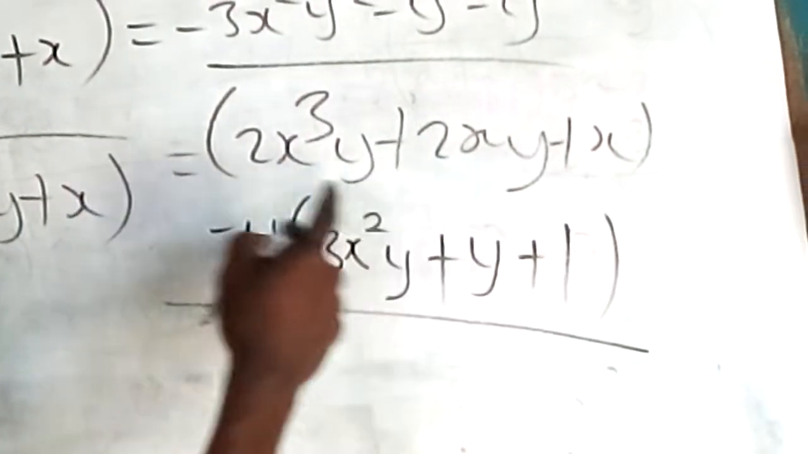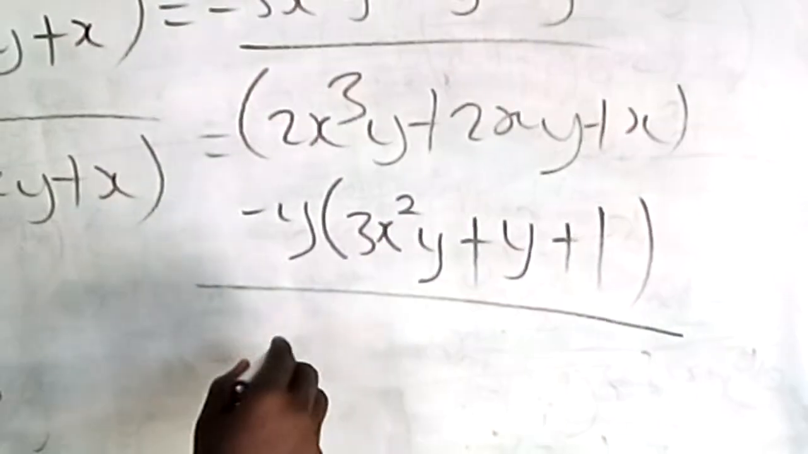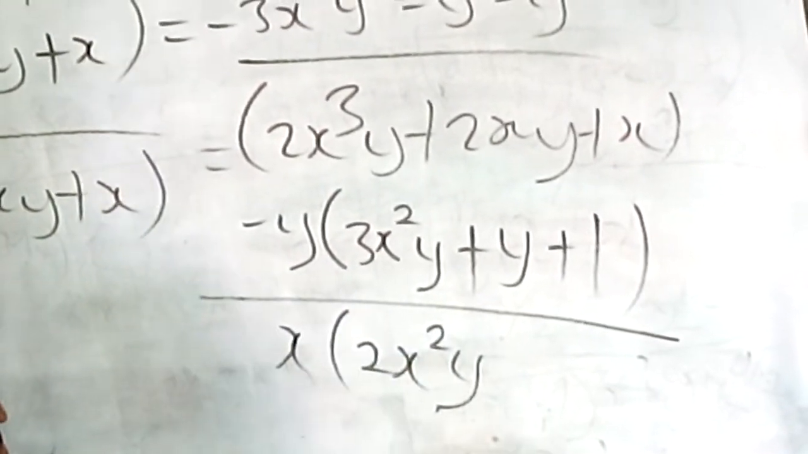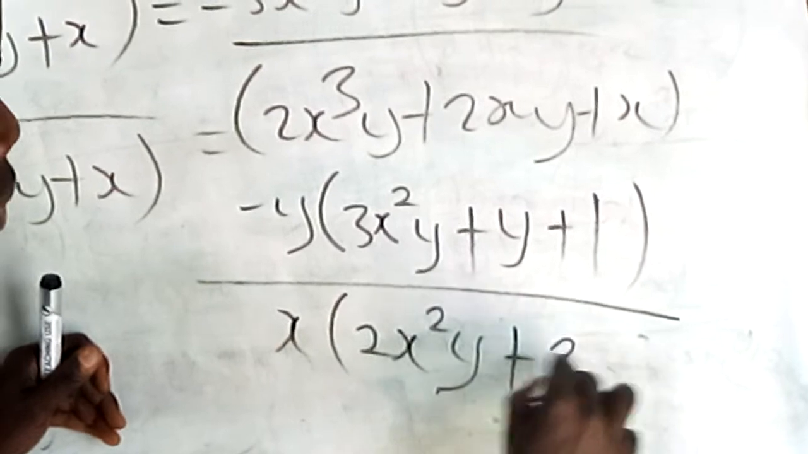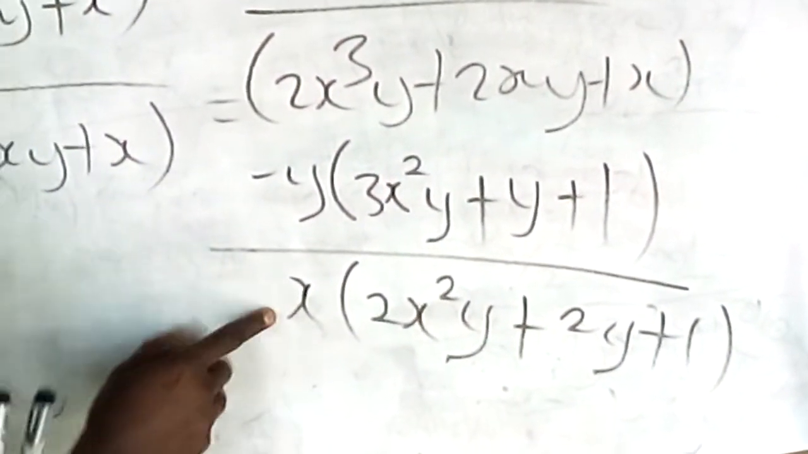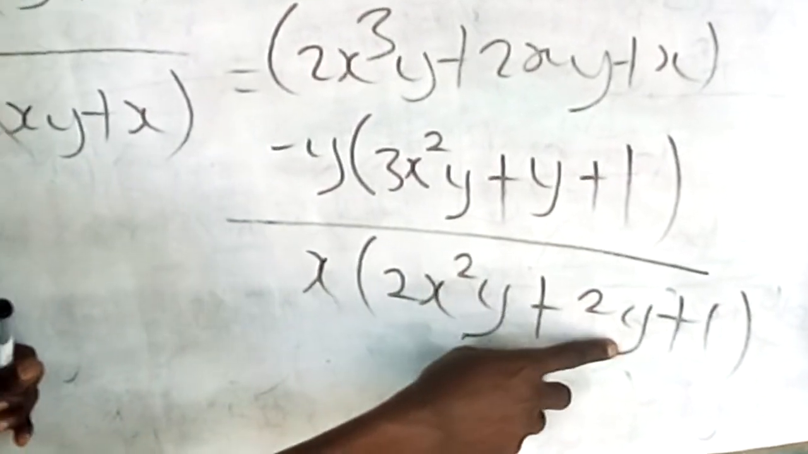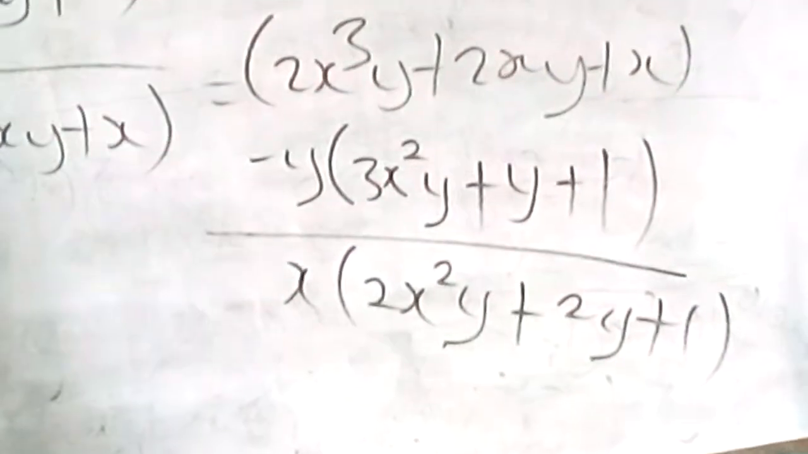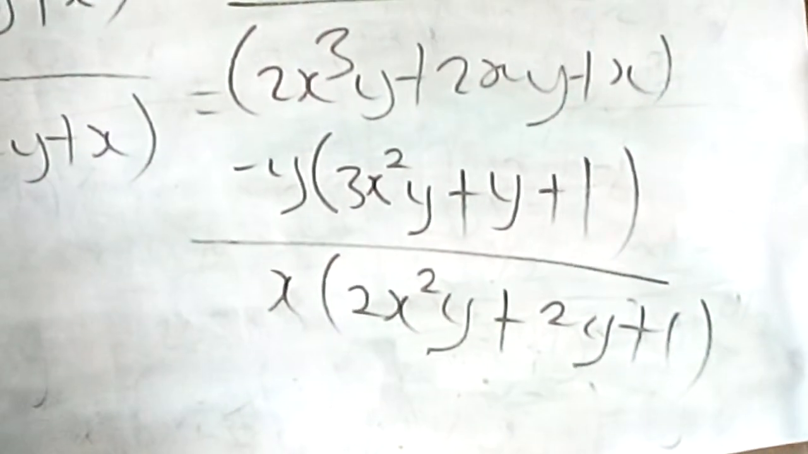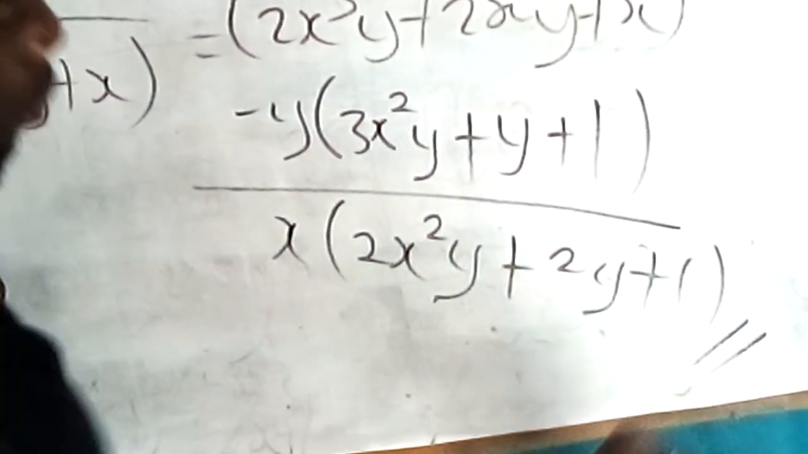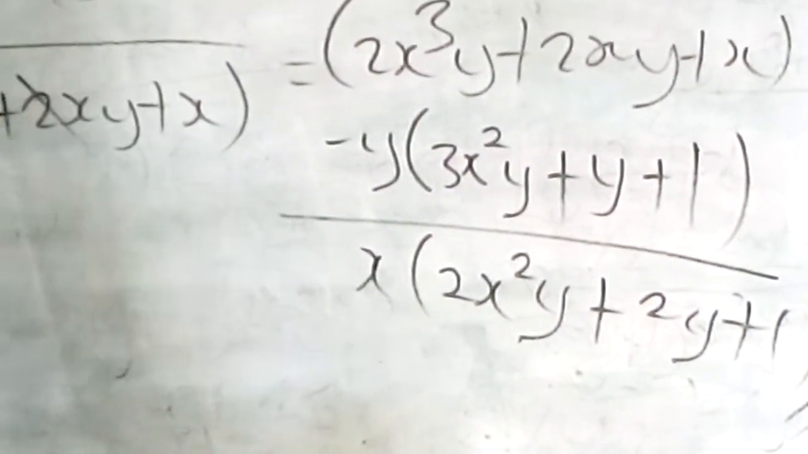At this point, I can take out my x, we have x common. I can take out my x to have 2x squared y plus 2y plus 1. Because x times this is this, x times 2y is this, x times 1 is x. So you see I have this. I believe at this point we'll stop. So that is the value for our dy/dx.